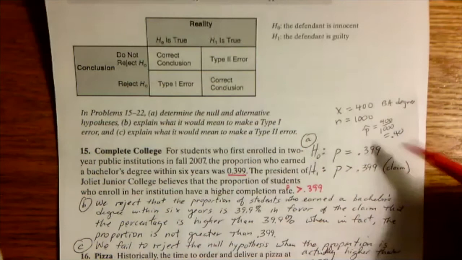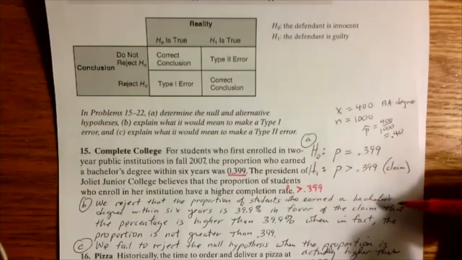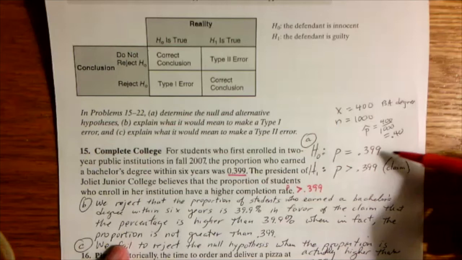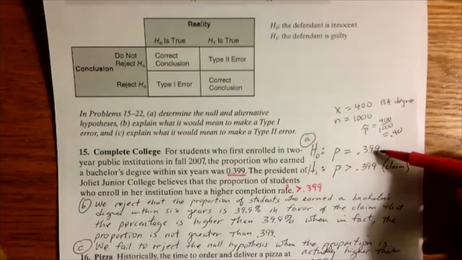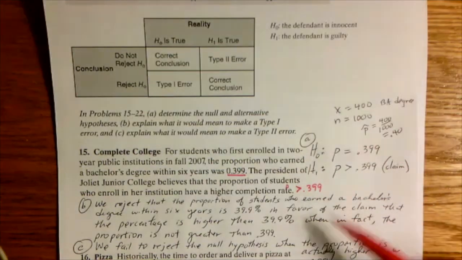So it might look something like this. We reject that the proportion of students who earned a bachelor's degree within 6 years is 39.9%. So I'm basically saying, here's the null hypothesis that we rejected in favor of the claim that the percentage is higher than 39.9%. So we rejected a true statement in favor of a false statement, when in fact, the proportion is not greater than 0.399, when in fact, the proportion very well could be 0.399. So reject the null hypothesis when it in fact is true. That's how you would write the interpretation of a type 1 error here.